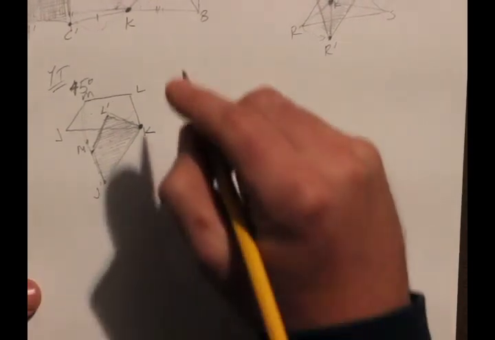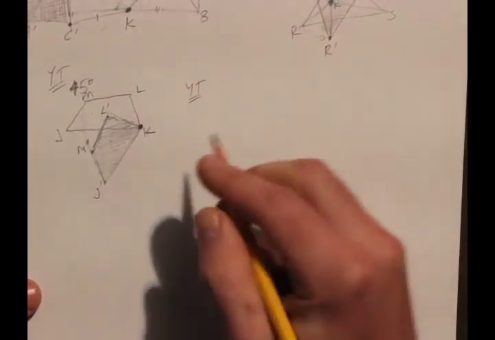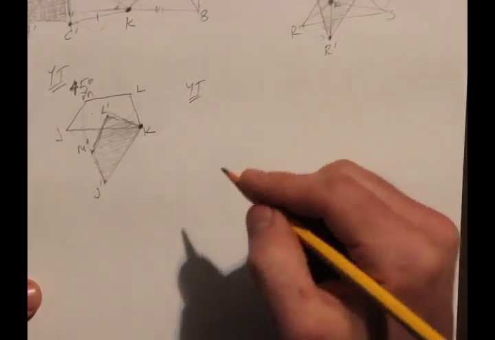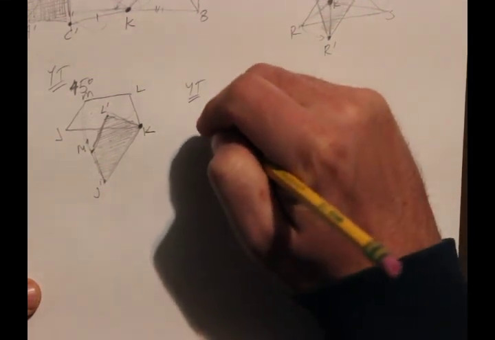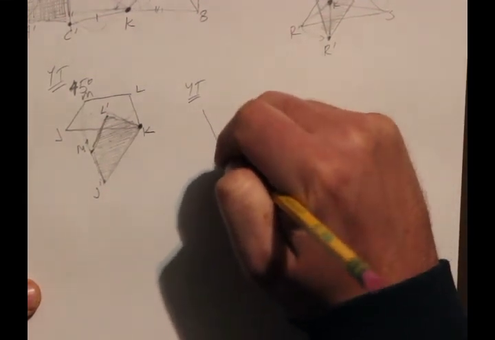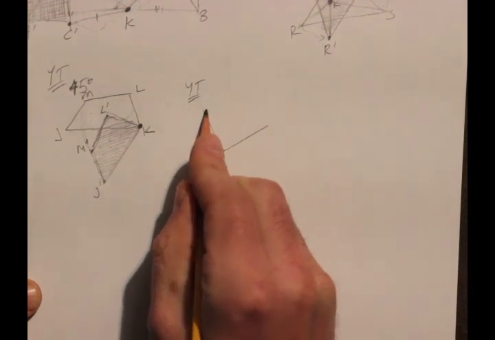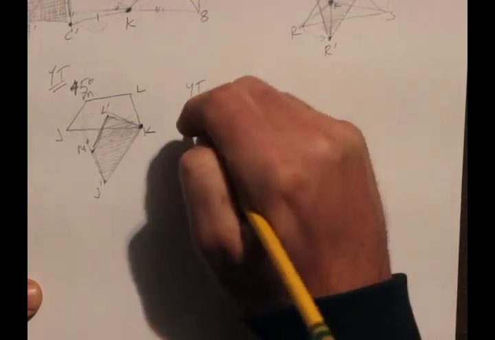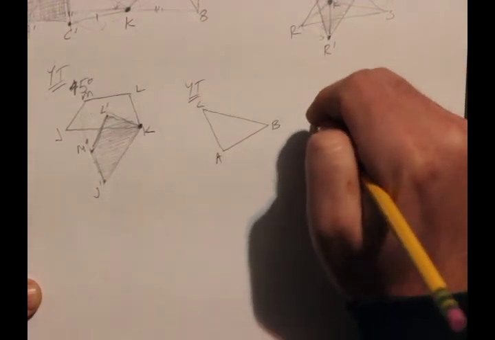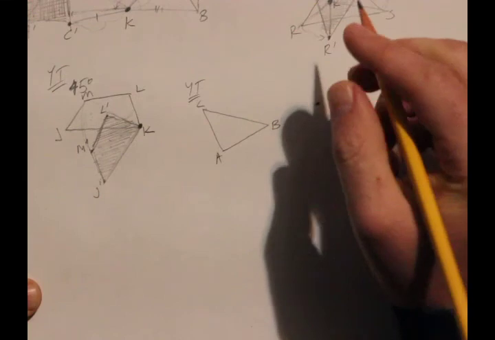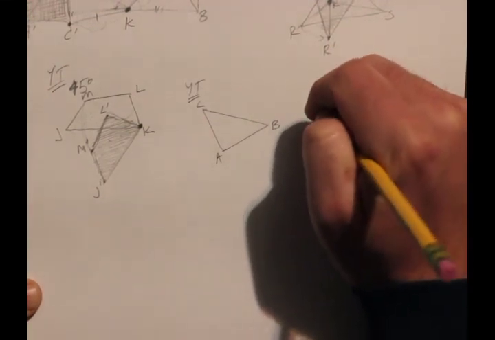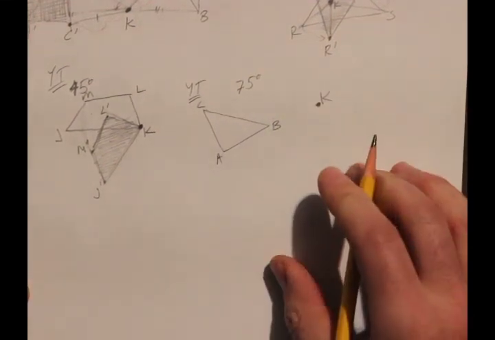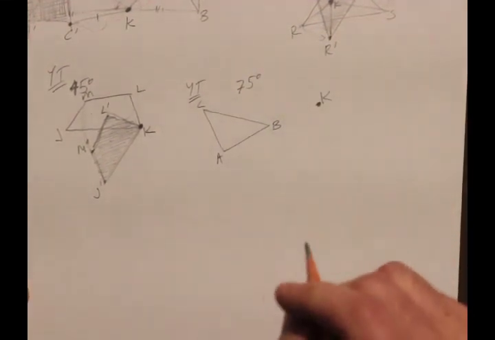Let's now do one more U-try. Again, after I set it up, I'll tell you to pause it, and then you unpause to see how you did. Okay, I've got a triangle again, and this is triangle ABC. And over here is my center of rotation, K. And I want this to be rotated 75 degrees. All right, so go ahead and pause.